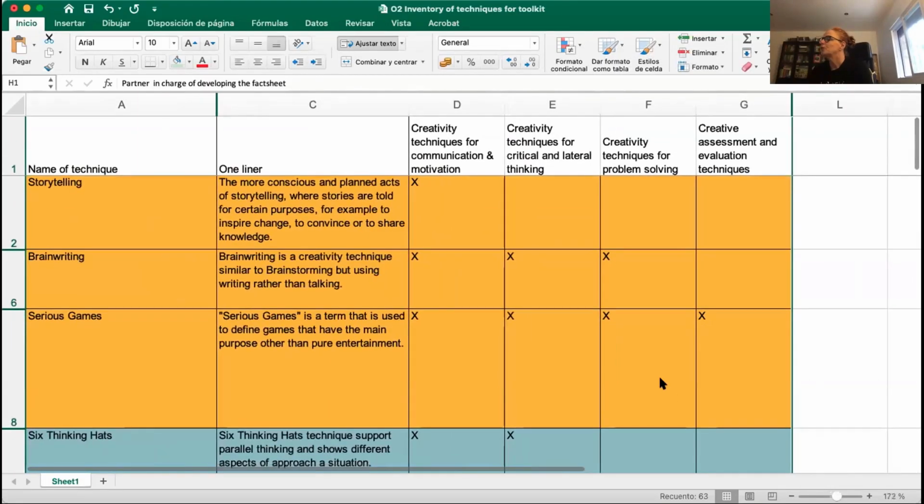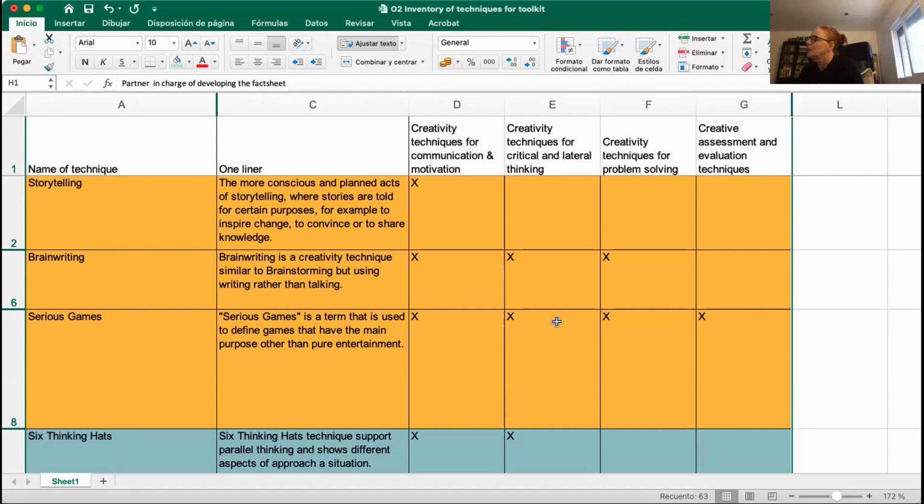So what we've done when we started working is that we've identified various of the techniques. You see some of them reflected here. I've done this exercise so that you can see those which are related to communication and motivation. And you can see that several of them are also related to the other types. So for example, storytelling, which is stories that are told for purposes mainly to inspire, change, convince, or share knowledge. We've classified that as a technique for communication and motivation.